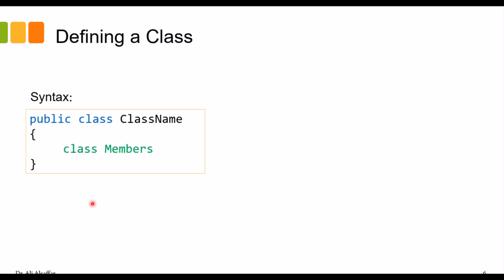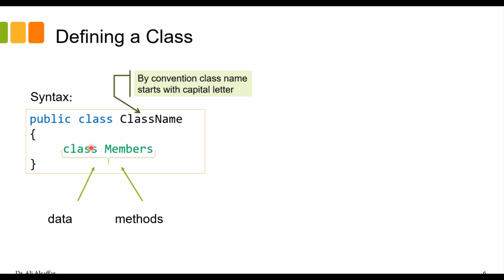Here is the syntax for defining a class. You write public, you write class. So these are Java keywords, and you give a name to the class. You put curly brackets and you put the class members inside. When I say class members, it means data and methods. So the data and methods are called class members. By convention, class name starts with a capital letter.